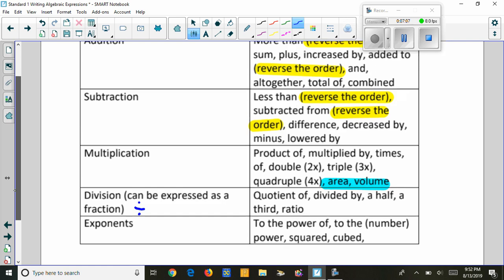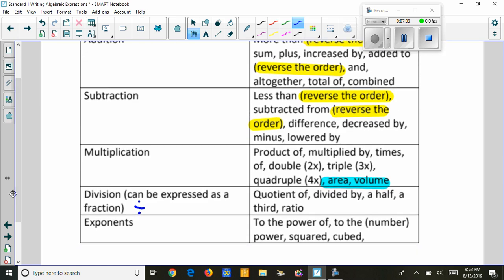I added to this a piece about exponents. There are certain key words that help us understand whether we need to have exponents or not. These would include to the power of, to the blank power, so fourth or fifth, and so on, squared, which is second power, and cubed, which is third power.